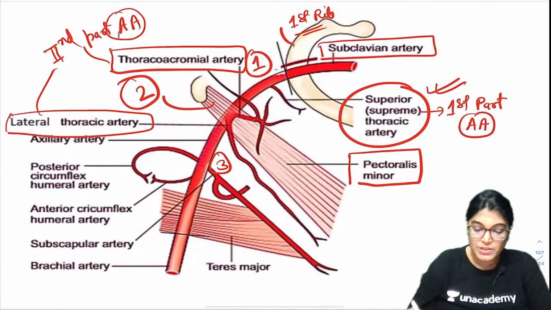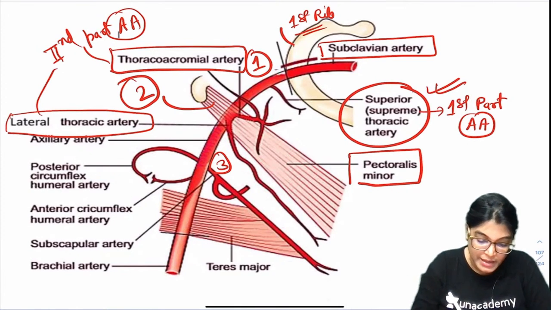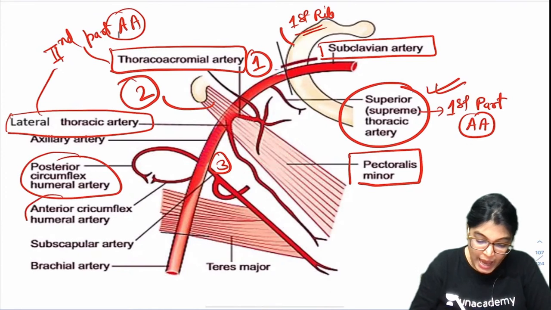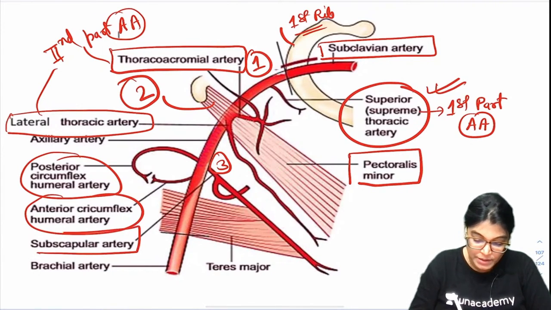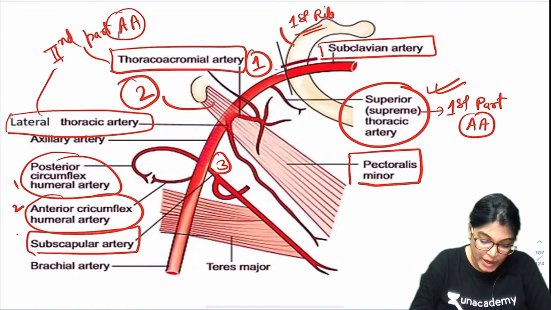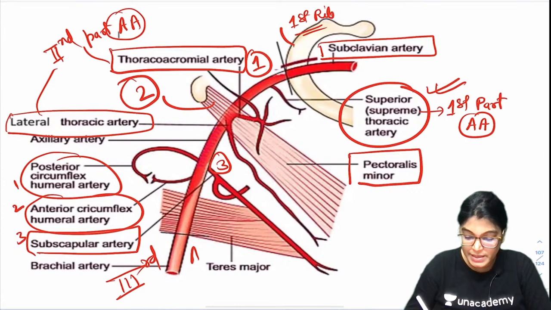Now coming to the branches from the third part, three branches from the third part, that is posterior circumflex humeral, anterior circumflex humeral, and that of subscapular. So these 1, 2 and 3, these three branches are the branches from the third part of the axillary artery.